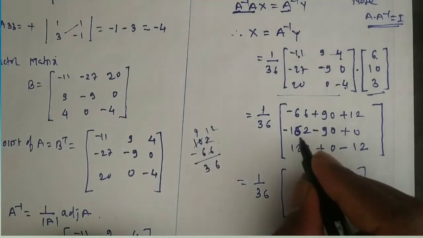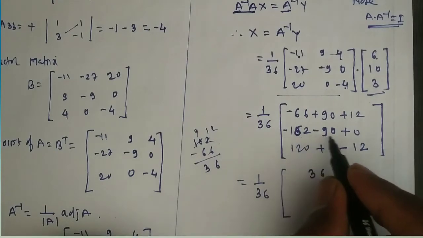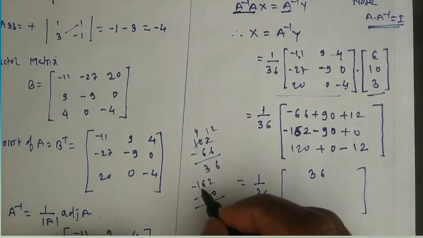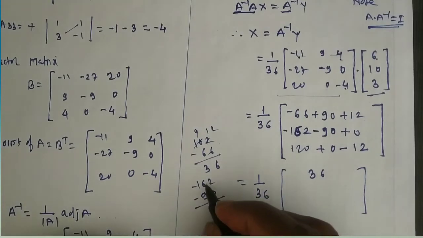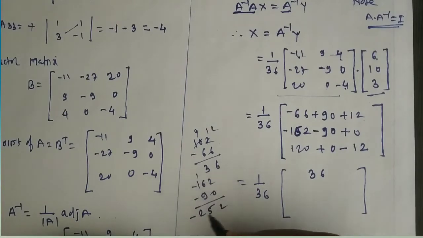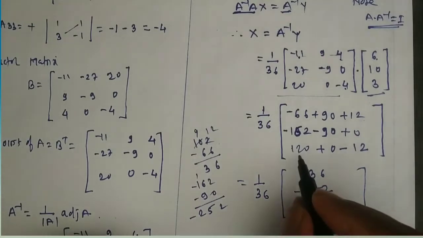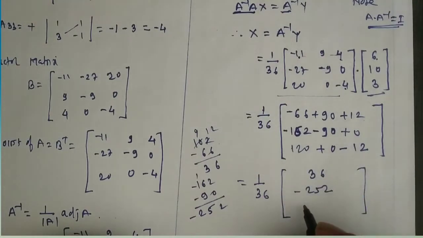36. Now minus 162 minus 90. What is this? Minus 162 and minus 90. Just add it. So 2, 6 and 9, which is 15, which is 2 again. 1 ones are 1 and 1 2. So minus 252. And third, 120 minus 12, which is what? 120 minus 12, which is 108.